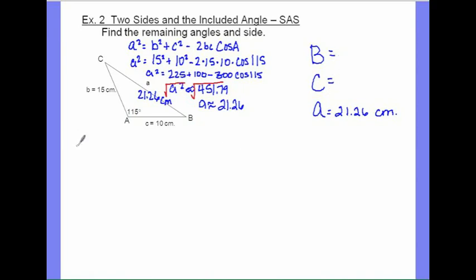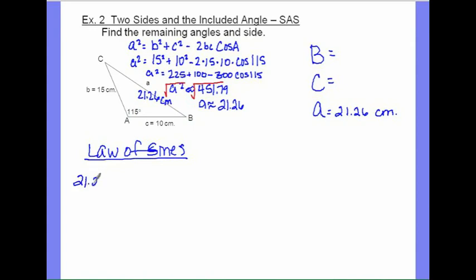From here, pick your choice. If you're doing this by yourself, how do you want to finish? Personally, I am going to use law of sines just because I like it better. I have this side over this angle, and then I could put this side over angle B, or this side over angle C. Doesn't really matter, but I do have side A over angle A, so I'm going to start with that.